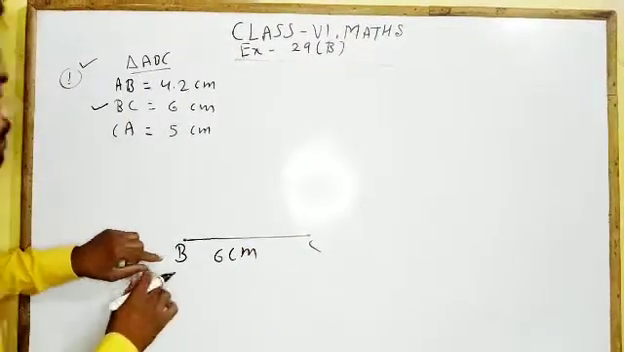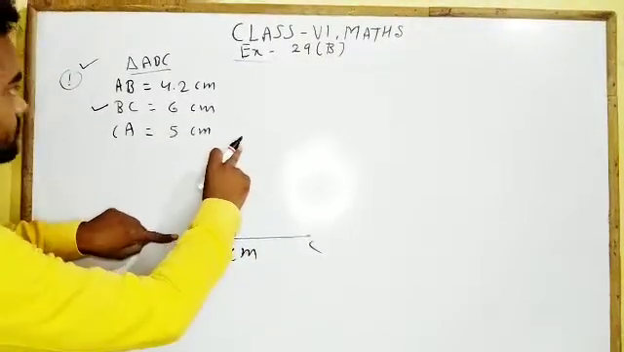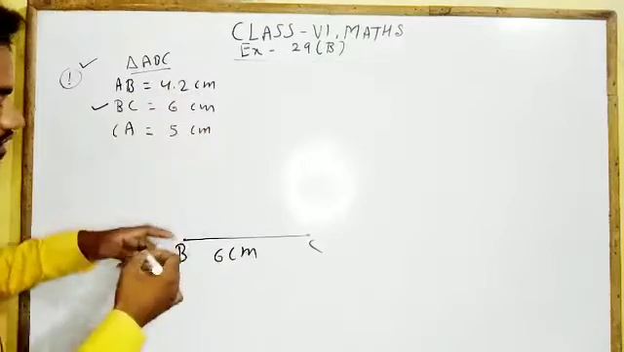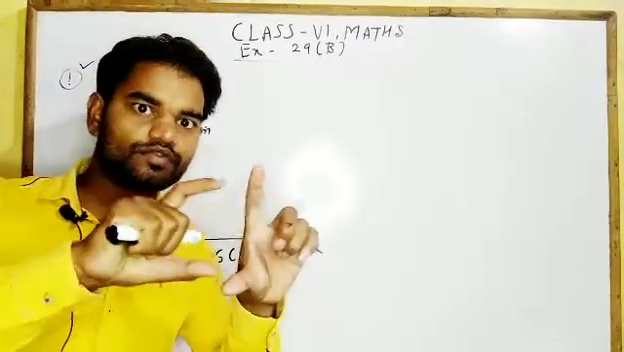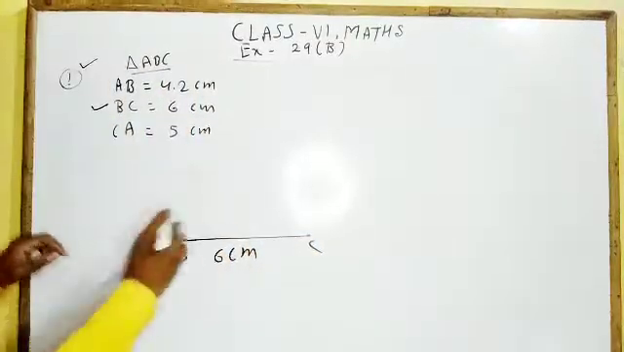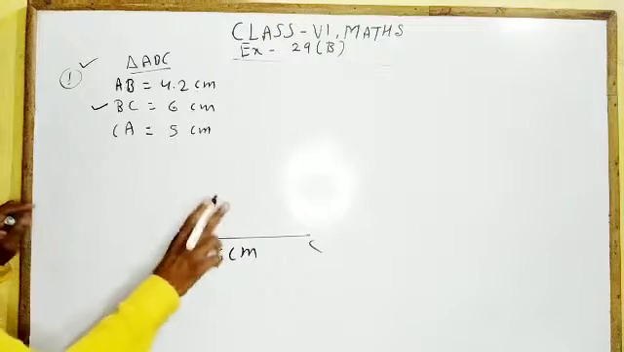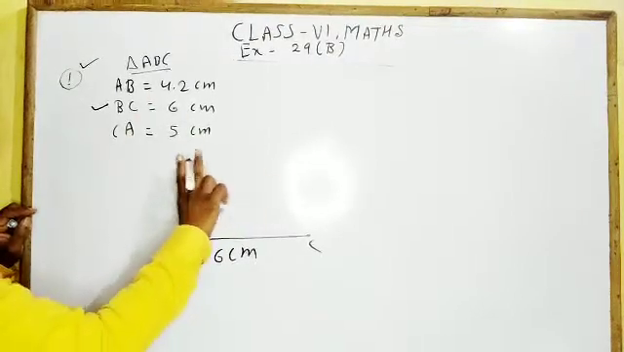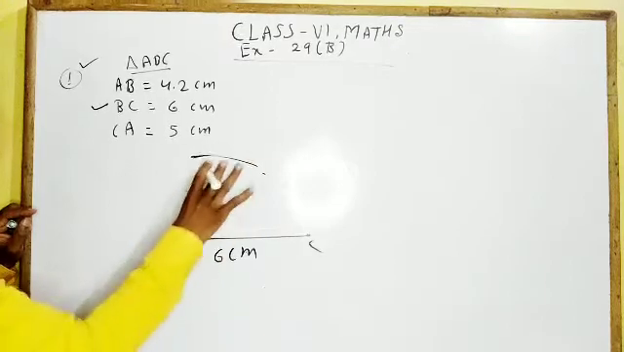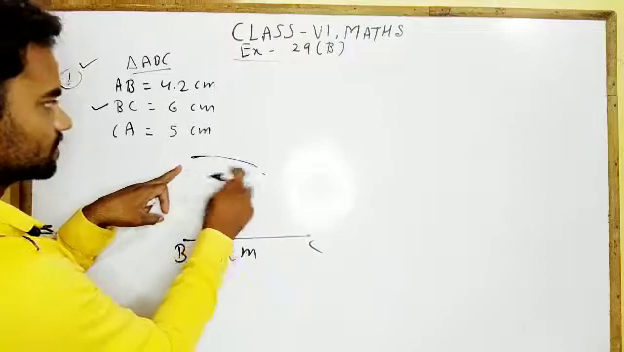Now AB, where will be AB? This is B and this is C, so A will be somewhere here. This is 4.2 centimeter. So using the scale, take an arc of 4.2 centimeter. Place it here, taking B as a center. Draw an arc of 4.2 centimeter like this. This is the arc of 4.2 centimeter. AC, this is C. A will be here on this arc.